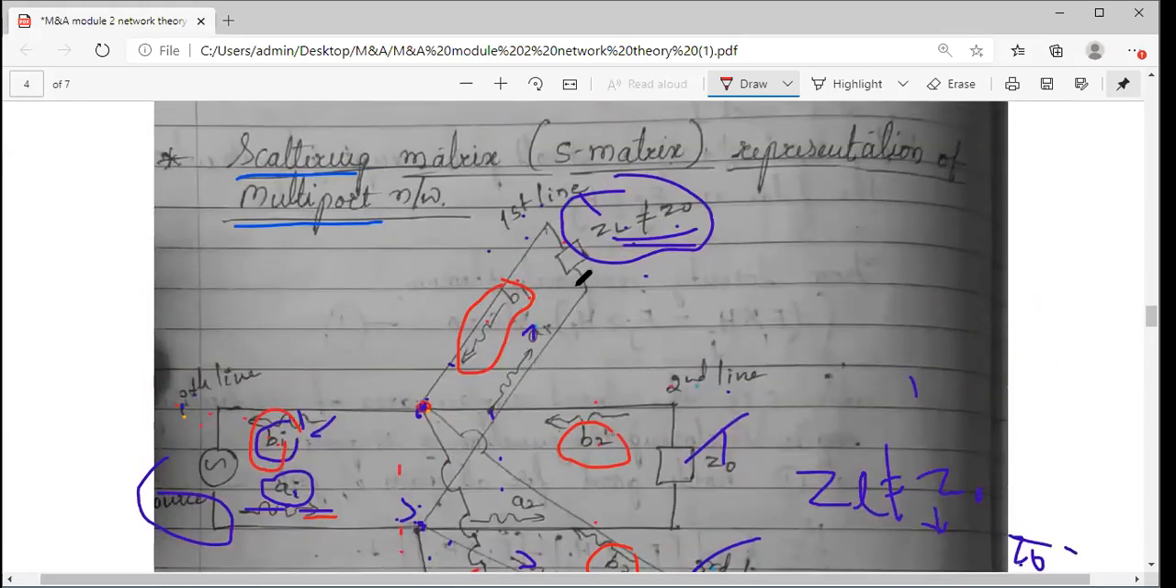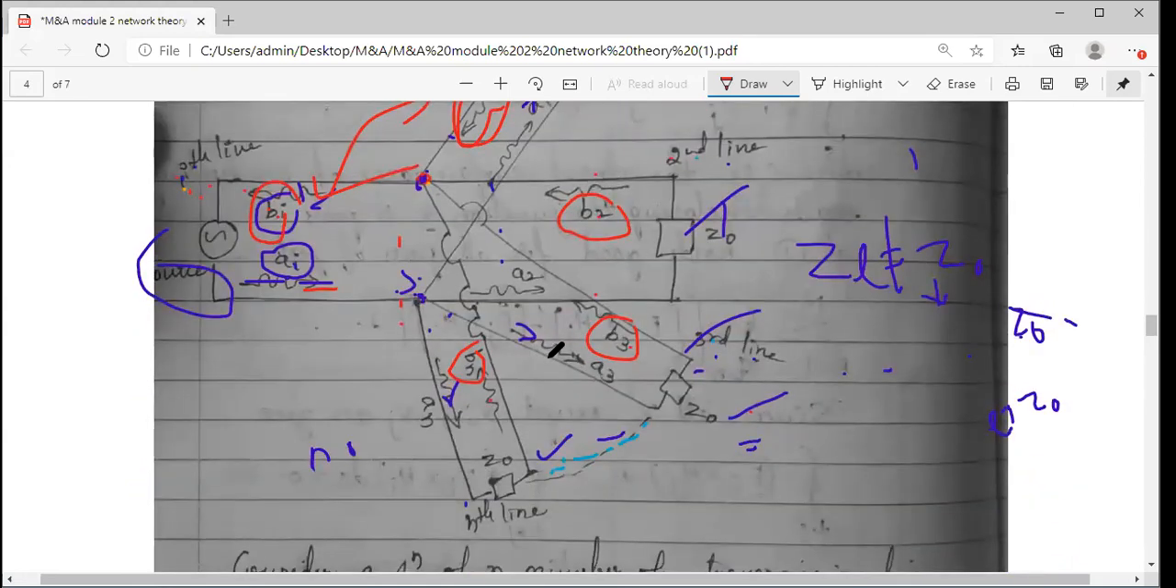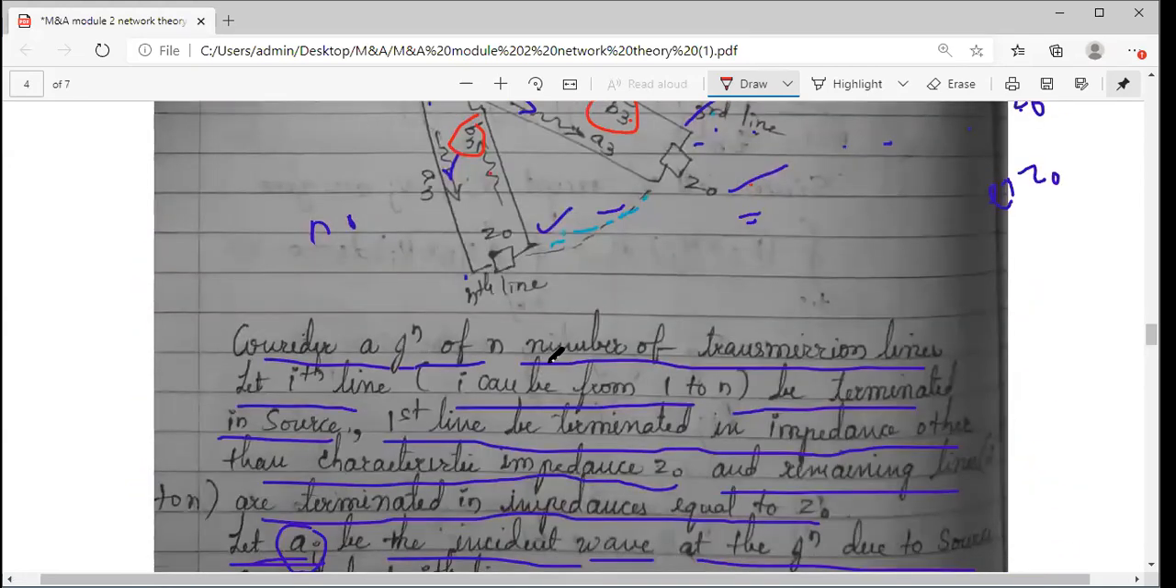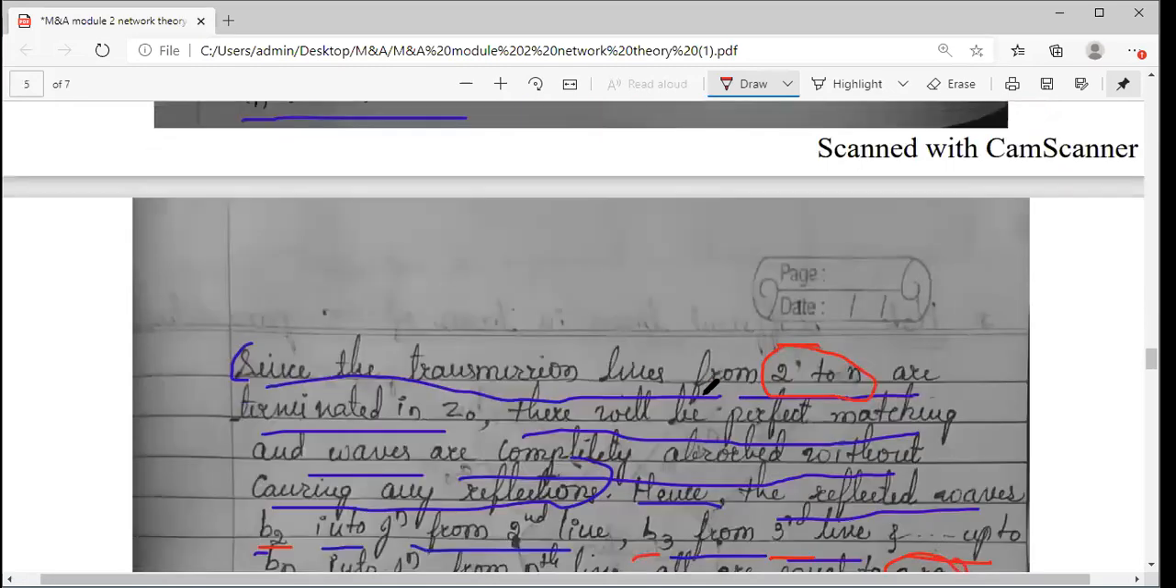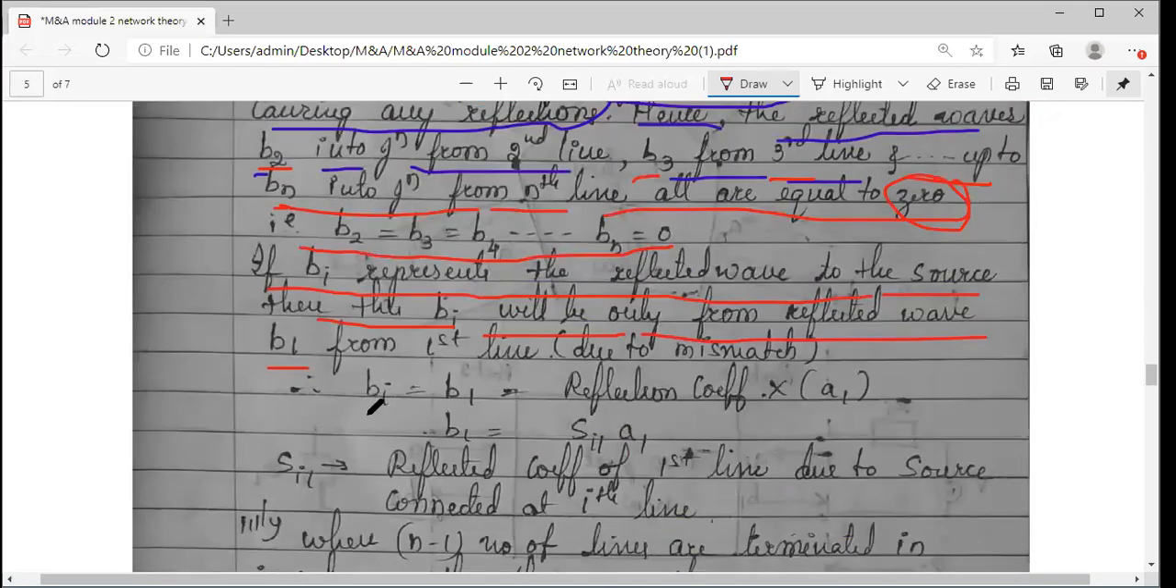This reflection, why does this happen? It is only due to the first line. This pair of lines, source and your first line, this pair of two-port network, your reflections exist. In all others, we don't get any reflections. Hence, your Bi, the reflected wave in general, is equal to only the first, that is B1, because B2, B3, B4 all values will be 0 in perfectly matched conditions.